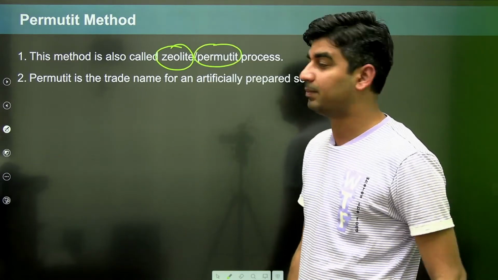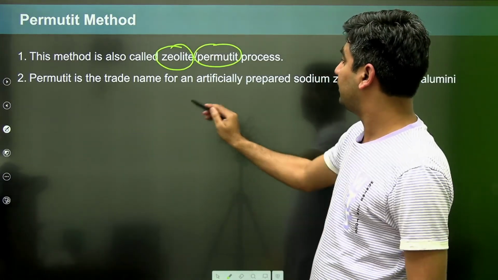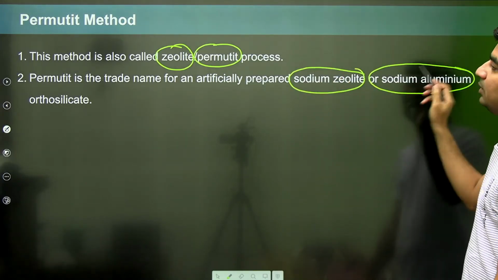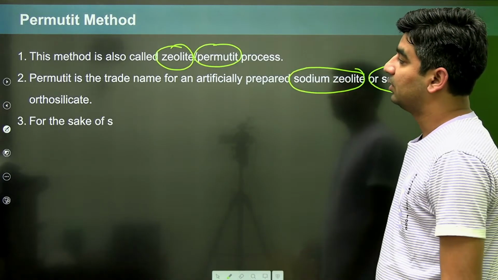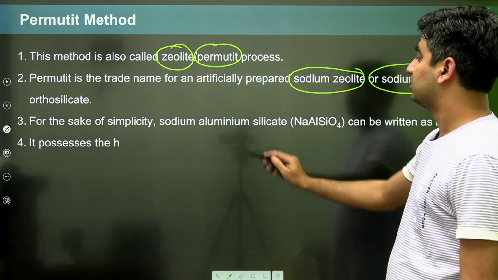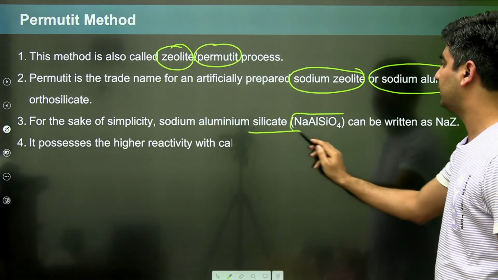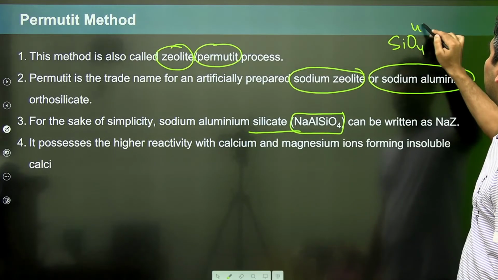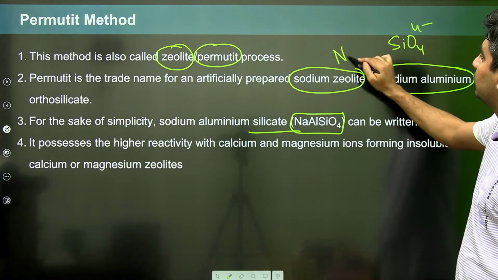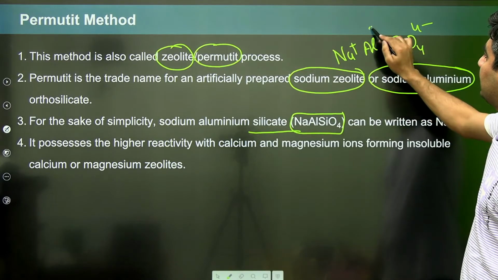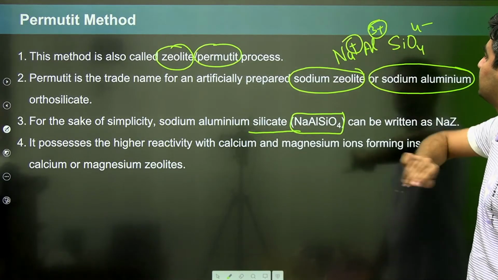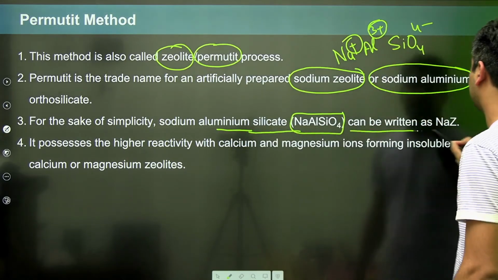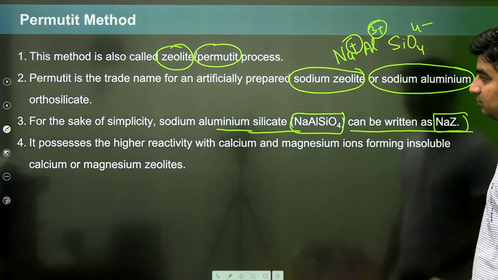So Calgon we have just studied. Permutit is the trade name for artificially prepared sodium zeolites, or sodium aluminium orthosilicate. For the sake of simplicity, we write the sodium aluminium silicate this way, because this is SiO4 4 minus. So we are going to write Na plus, and we are going to write Al3 plus. So the total charge is balanced now. So for the sake of simplicity, sodium aluminium silicate can be written as NaZ, right?